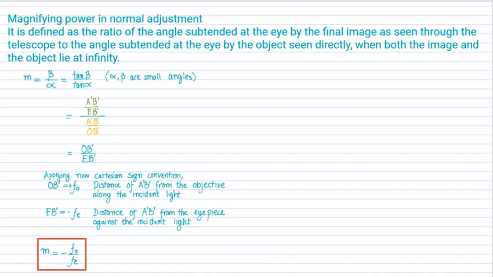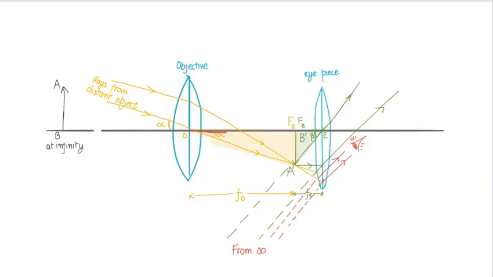So I can write tan beta as A'B' upon EB' and tan alpha as A'B' upon OB'. If I simplify this, A'B' and A'B' get cancelled. EB' comes to the denominator and OB' goes to the numerator. This is what I have written here, OB' upon EB'. Now, what are OB' and EB'? Let's go back to our figure. This is your distance OB'.